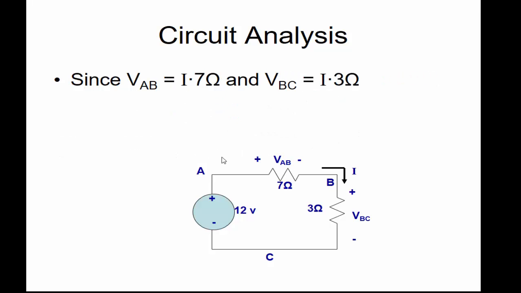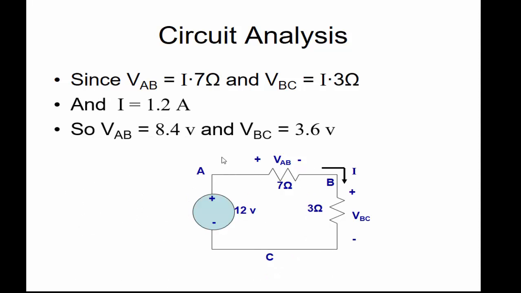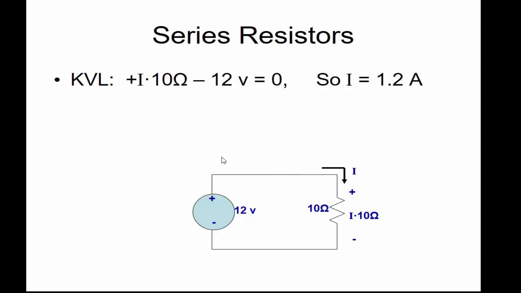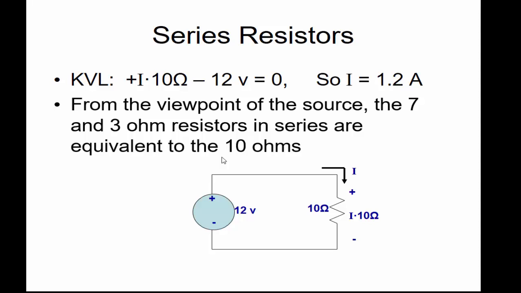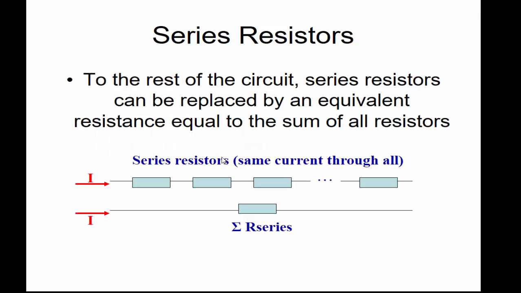Now since VAB is I times 7 and VBC is I times 3, we can just multiply 1.2 amps times 7 and 1.2 amps times 3. So VAB is that and VBC is that. So by KVL, we have I times 10 as the total, so I is equal to that. From the viewpoint of the source, the 7 and 3 ohm resistances in series are equivalent to the 10 ohm resistor. Now to the rest of the circuit, series resistors can be replaced by an equivalent resistance equal to the sum of all resistors.